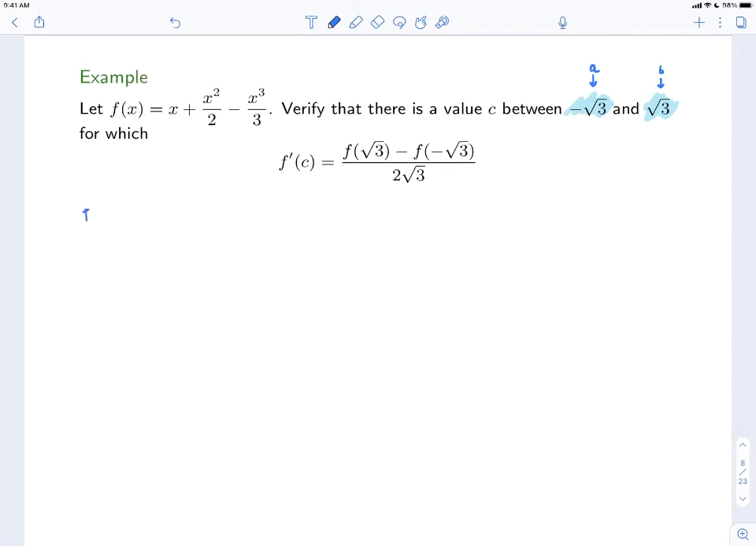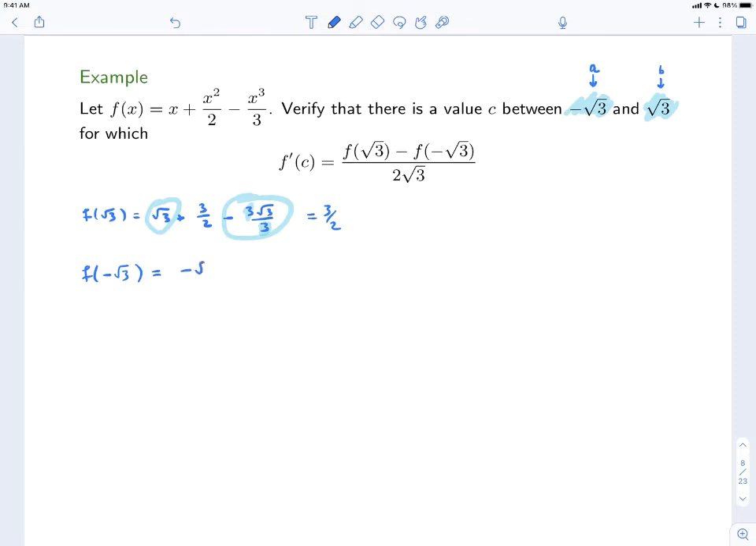So f at square root of 3 is equal to the square root of 3 plus the square root of 3 squared, so that's 3 over 2, minus the square root of 3 cubed, so that's 3 square roots of 3 over 3. And so you'll notice that this 3 cancels with that 3, and then we have the square root of 3 minus the square root of 3, so that's just going to give us 3 halves. F at the opposite of square root of 3 is going to have a similar value. In fact, it'll be the same.